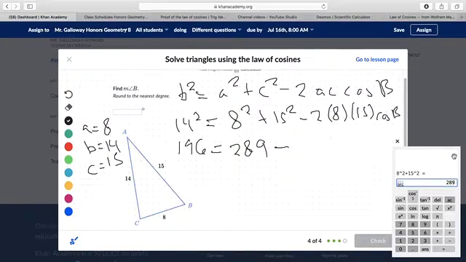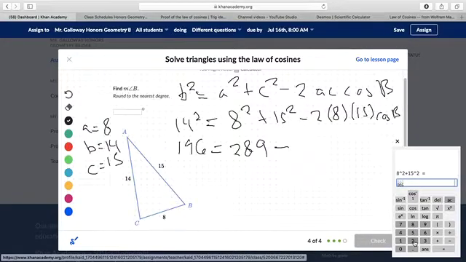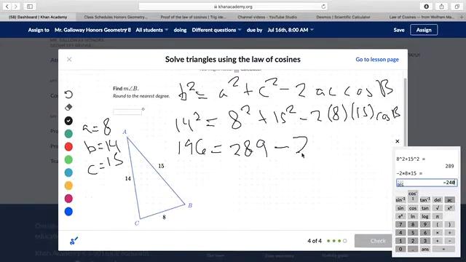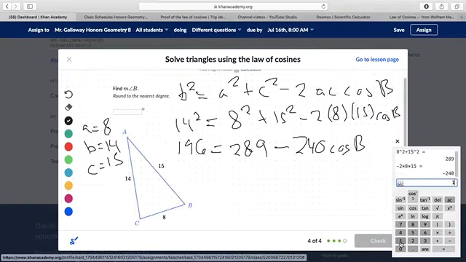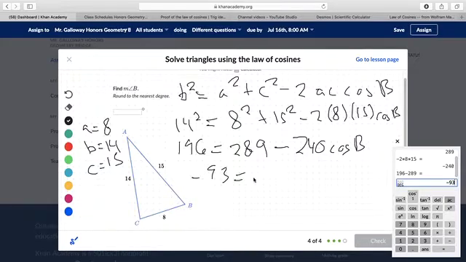2 times 8, and I'm going to do these here so you can kind of see where I'm coming from. So we have negative 2 times 8 times 15. That's negative 240 cosine B. Now we're going to subtract 289 from both sides. So 196 minus 289 is negative 93 equals negative 240 cosine B. Now we want to get rid of this coefficient. This is negative 240 times cosine B. So what's the inverse of multiplication? It is division. So we're going to use the division property of equality.